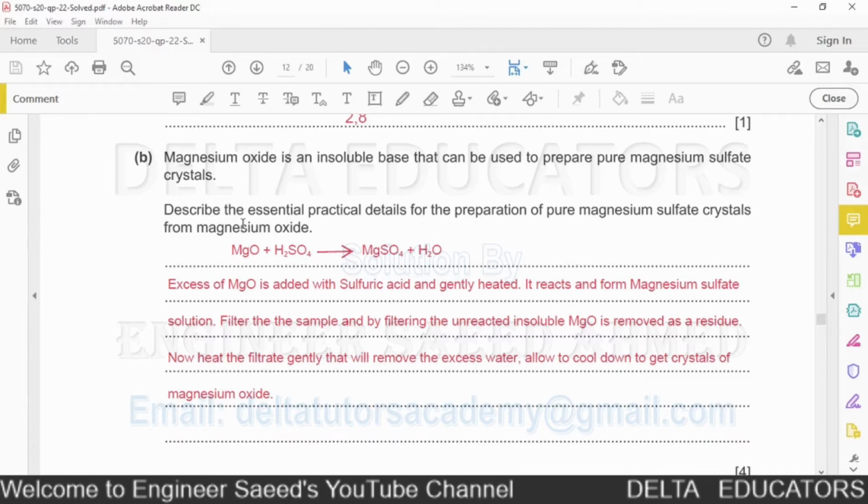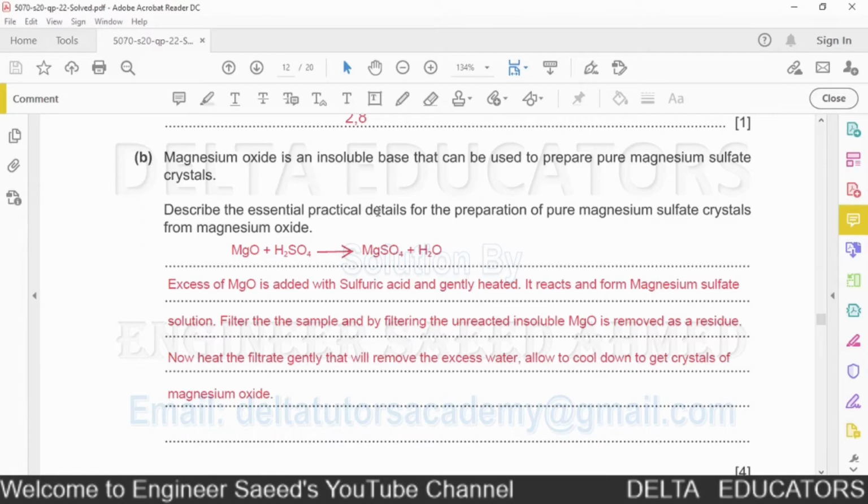Since here we have taken magnesium oxide in excess, there will be some remaining magnesium oxide that has not reacted with sulfuric acid. So we have to remove this unreacted magnesium oxide from the solution. Since magnesium oxide is insoluble, we will filter the solution. When we filter the solution, the magnesium oxide will be removed as a residue and in the filtrate we will get magnesium sulfate and water.